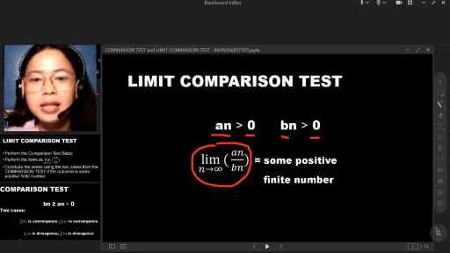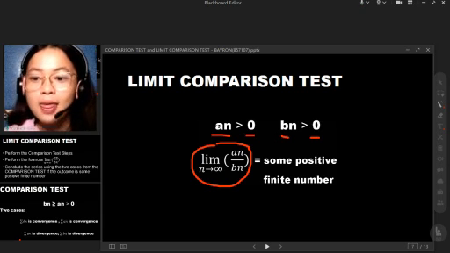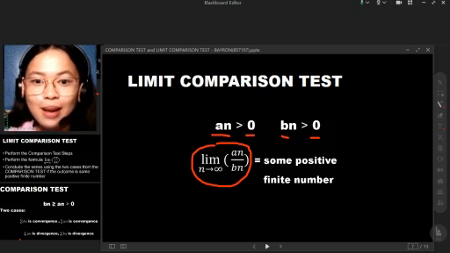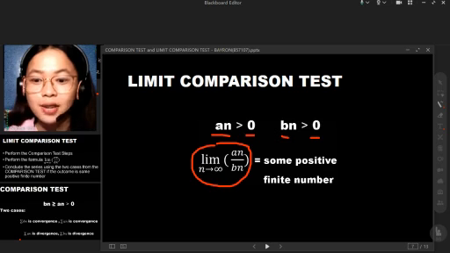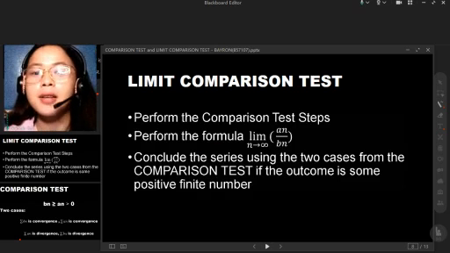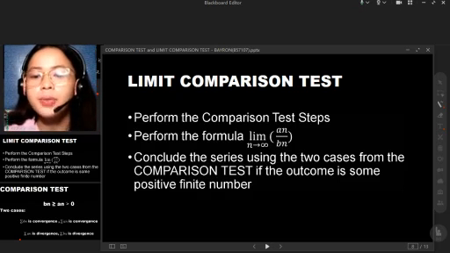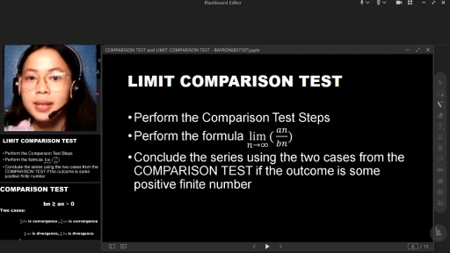So if the series of big sequence is convergence, then the series of small sequence is convergence also. And the second is if the series of small sequence is divergence, then the series of big sequence is divergence also. So that's it. Now let's have the limit comparison test steps.